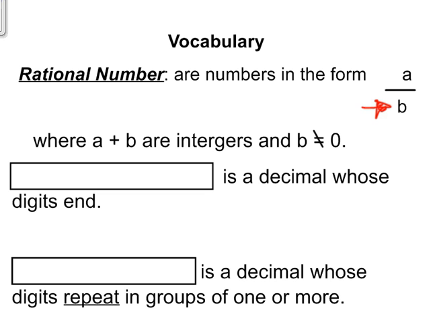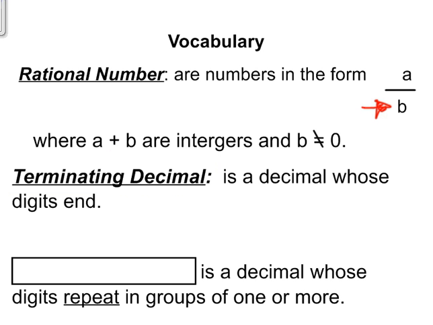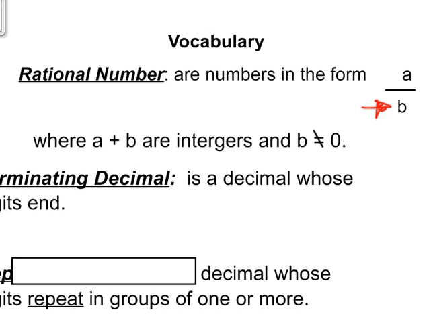The second term you need to have is terminating decimals. We have repeating decimals, and we have non-terminating decimals that just go on with differing numbers in no particular order for a long time, forever. And we have terminating decimals. Terminating decimals are ones that have an end.